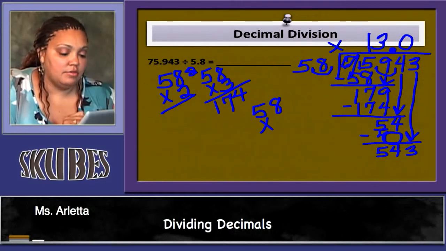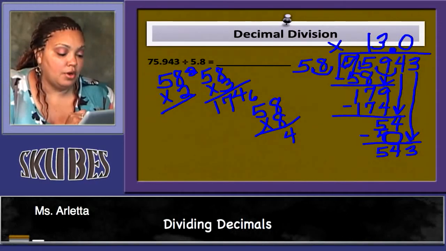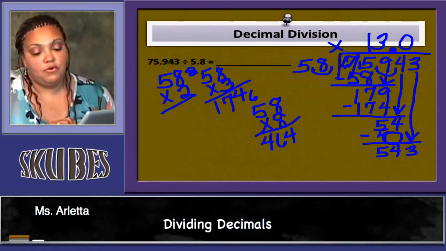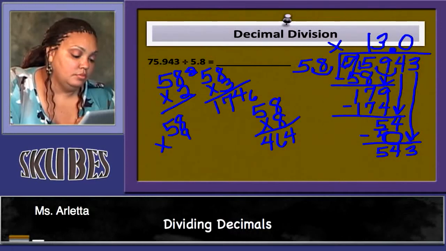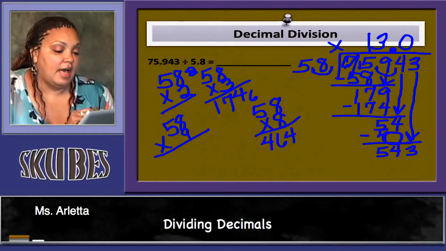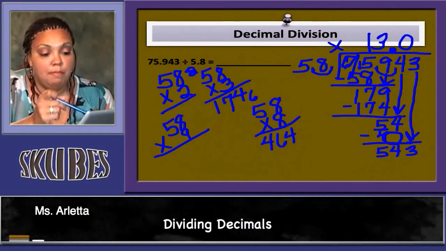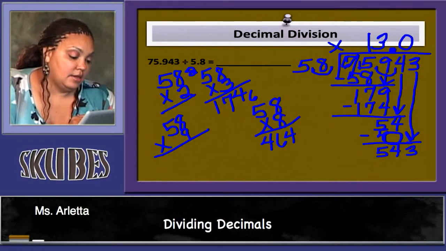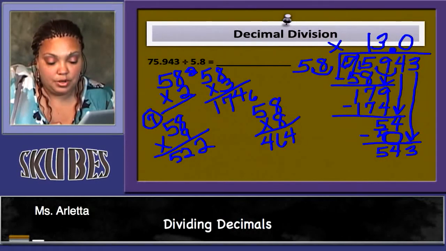I'm going to try 8. 8 times 8 is 64. Write your 4, carry your 6. 8 times 5 is 40, plus the 6 makes 46. Well, 464 is pretty close to 543, but maybe not close enough. Now, let's try 58 times 9. If you notice, on the left side of this board, I am multiplying everything times 58, which is my divisor. And that's the way you come up with your answer for each digit above your dividend. 8 times 9 is 72. Write your 2 and carry your 7. 9 times 5 is 45, plus that 7 makes 52, and that looks like it's close enough to the 543.